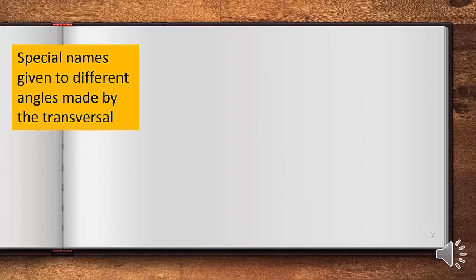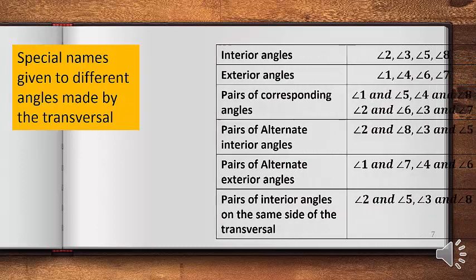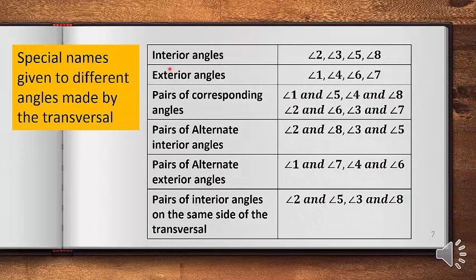Those 8 angles which I have learnt in the previous slide have different or special names for these angles made by the transversal. So we say interior angles are angle 2, angle 3, angle 5, angle 8. Exterior angles, angle 1, angle 4, angle 6 and angle 7. Pairs of corresponding angles, angle 1 and angle 5, angle 4 and angle 8. Angle 2 and angle 6, angle 3 and angle 7.